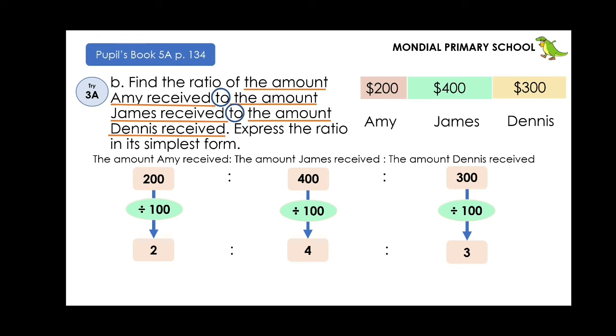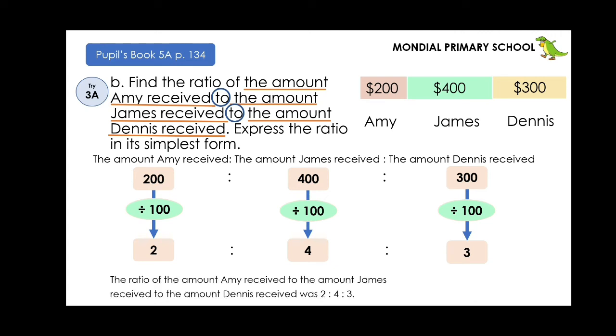Great job! Remember, you have to write the sentence. So, the ratio of the amount Amy received to the amount James received to the amount Dennis received was 2 to 4 to 3.